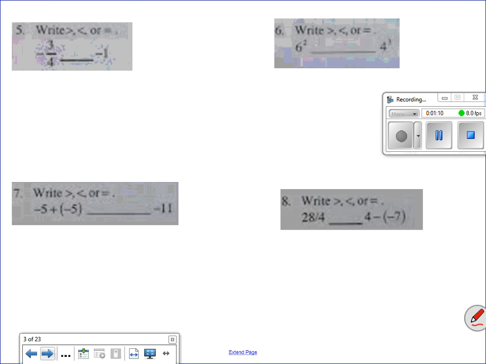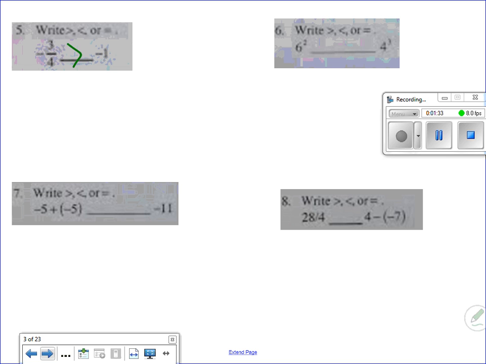Next page. Let's keep going here. Negative 3/4, and we have negative 1. This is just like the review we had last night, okay? Negative 3/4 and negative 1. Negative 3/4 is actually closer to 0, which means it is greater than negative 1. So this is in the negatives.